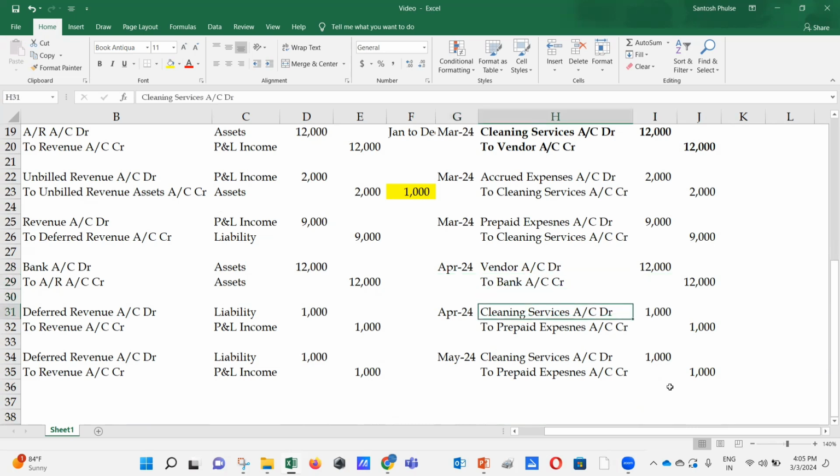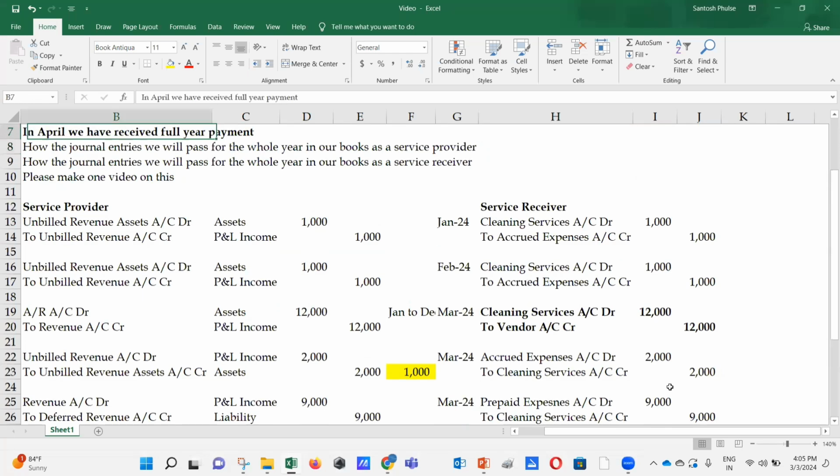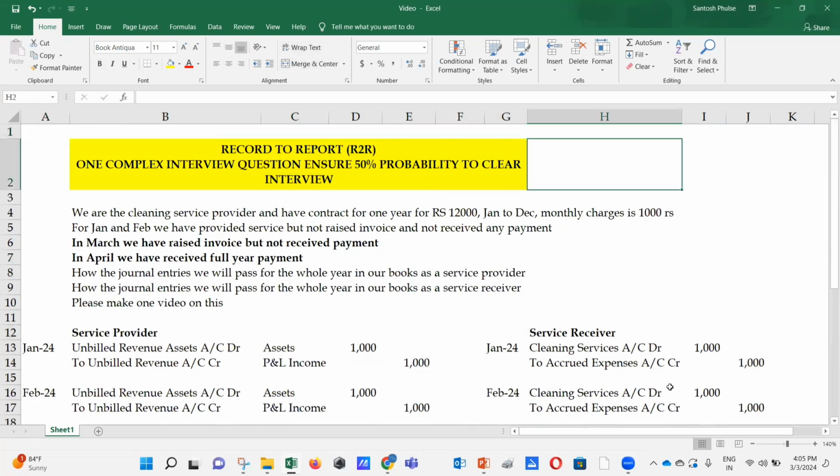When you use the service that you parked in prepaid expense, your entry is going to be the expense booking from the prepaid expenses: cleaning services account debit to prepaid expenses account credit. And you have to carry the same forward till December 24, since the cleaning service contract is from January to December. So that's what we have discussed here through one case study from one of our viewers.